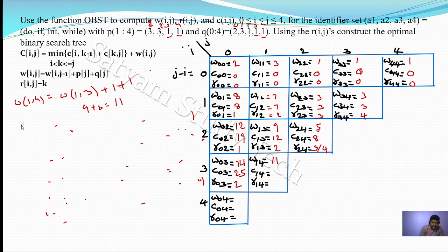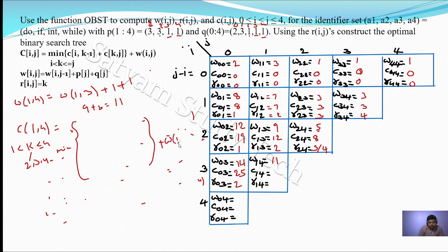Now we have to calculate C of 1,4. Here 1 is less than k, and k is less than or equal to 4, so the k values are 2, 3 and 4. So it is the minimum of C of i, k minus 1 plus C of k, j, plus W of 1,4. You know the W of 1,4 value; it is 11, already calculated.